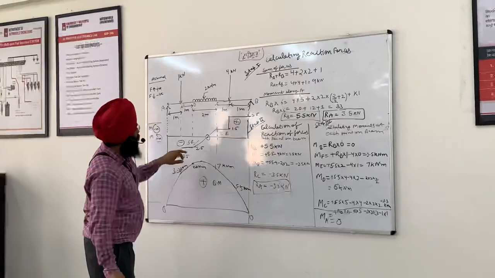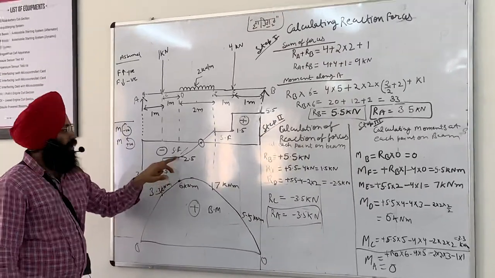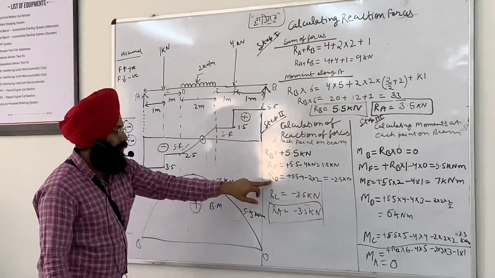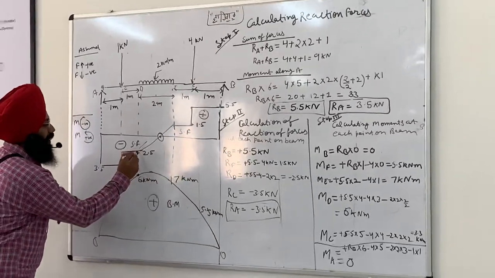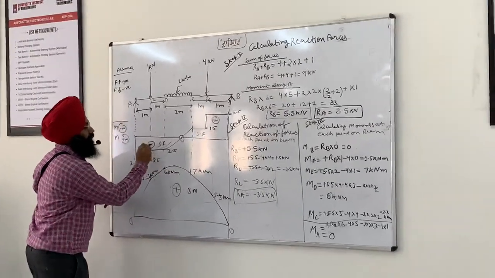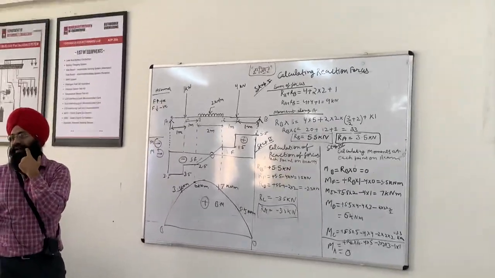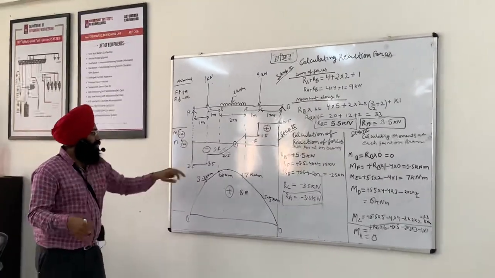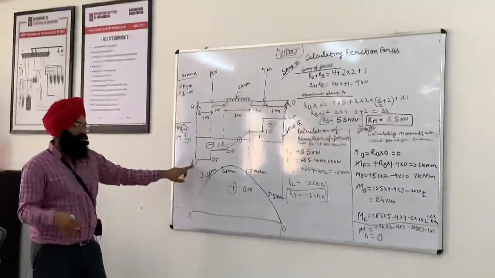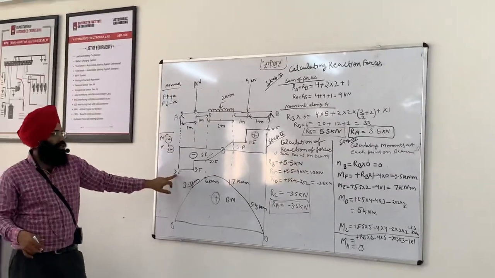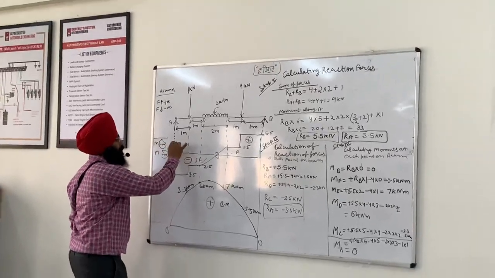Next is this point. This point you have already calculated as 2.5, so I mentioned minus. I will just write 2.5 and minus in this direction because it is below, in the negative y direction. So next is 3.5. This is also 3.5.